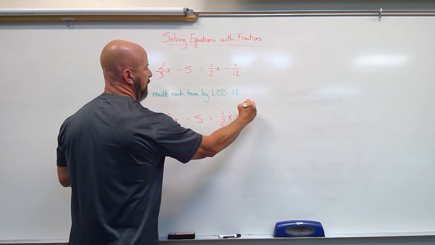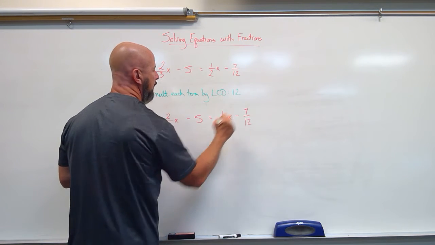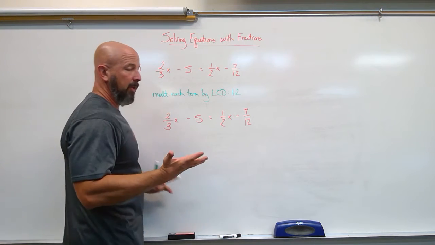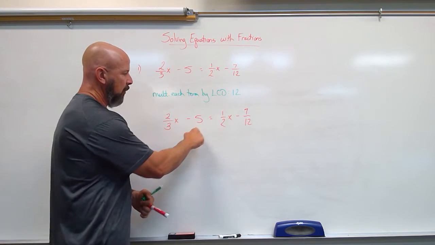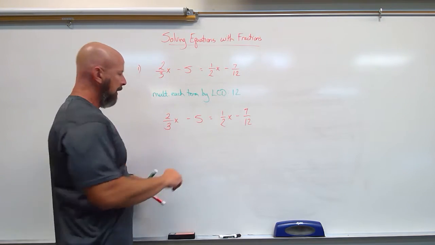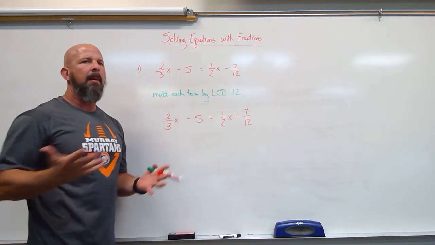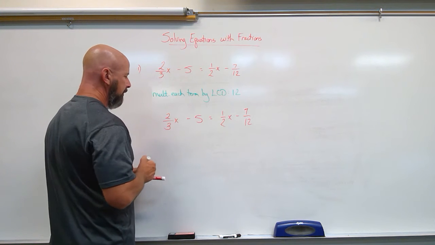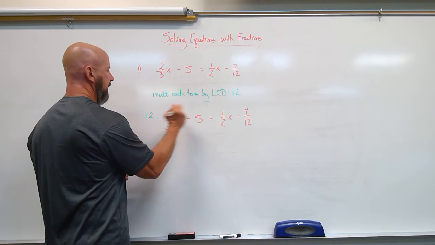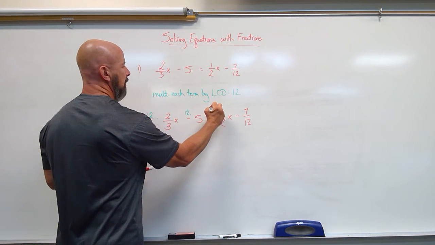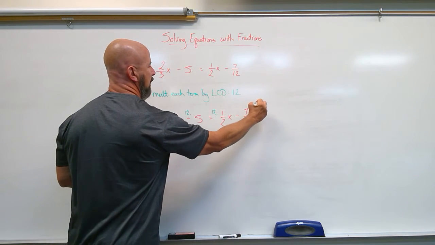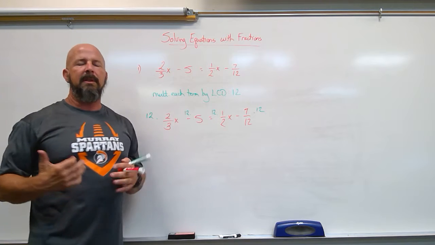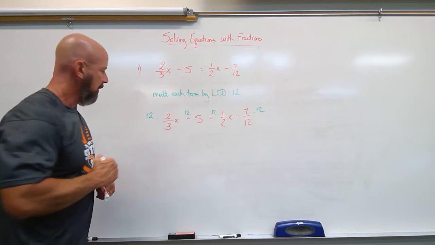So I'm down here in a different part. Now the reason I picked 12: I'm looking across, I have really 4 denominators, but this one's a 1, so it's not going to change anything. So I have a 3, a 2, and a 12. The common denominator between those 3 numbers would be 12. So what I want to do is multiply each term by that 12. It doesn't matter what side I put the 12 on. And this is going to eliminate my fractions.